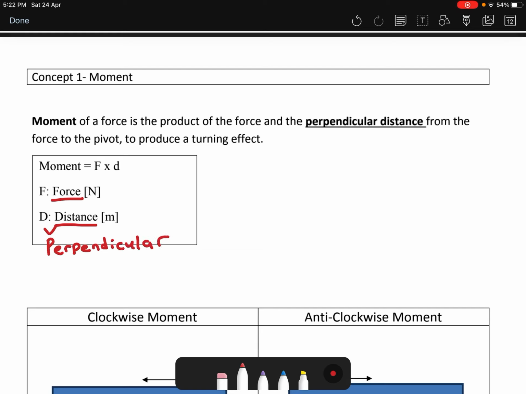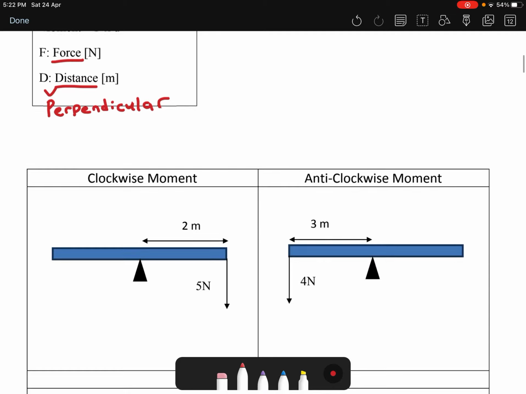Alright, so our force has a unit of Newton, distance has a unit of meter. So my moment has a unit of Newton meter. Alright, so let us take a look. What do I mean by the product of the force and the perpendicular distance using this diagram?